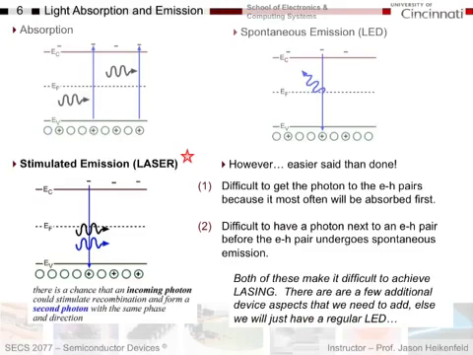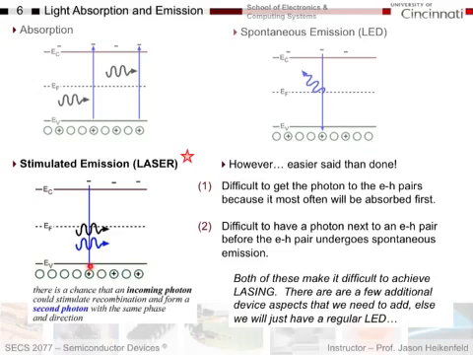Now, let's go on to the special type of emission which is necessary for a laser, which is stimulated emission. In stimulated emission, I've got electron-hole pairs that are lined up, ready to recombine, okay? But they're not ready to recombine yet based on spontaneous emission. That would take a little bit longer time.